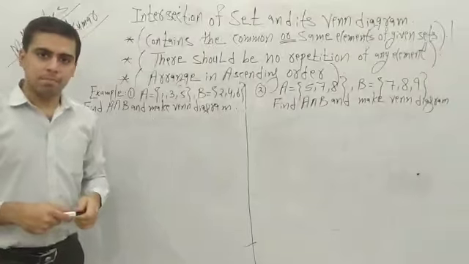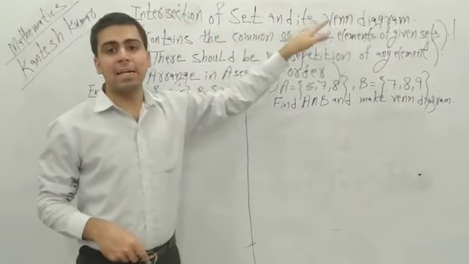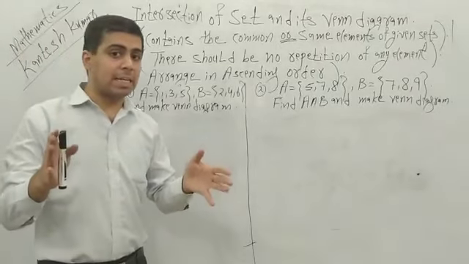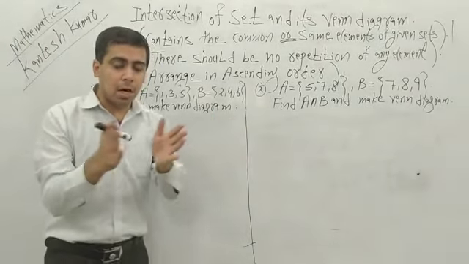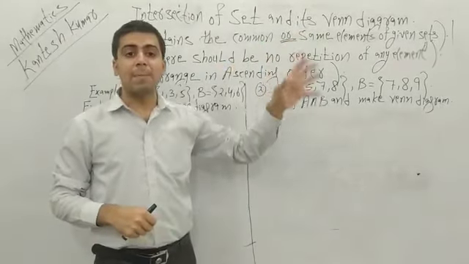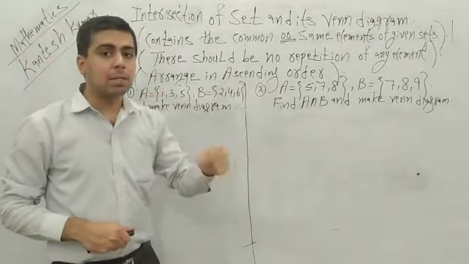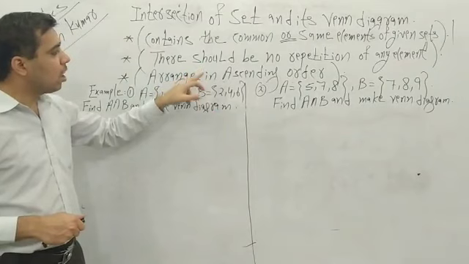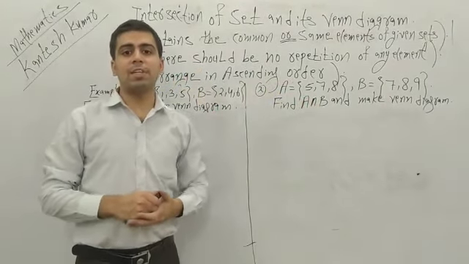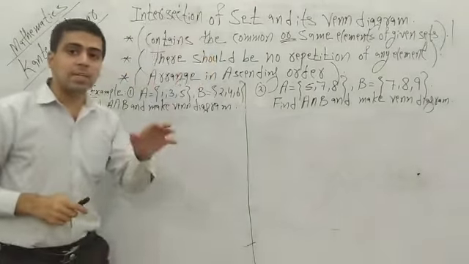I hope that my students understood. It's time for the intersection of sets and its Venn diagram now. My students, the intersection of sets is a set of all elements that contains the common or the same elements of given sets. And again, there should be no repetition of an element, and again, we have to arrange all the elements in ascending order. I repeat for you, in the intersection of sets, we have to write only and only the common or the same elements of given sets.